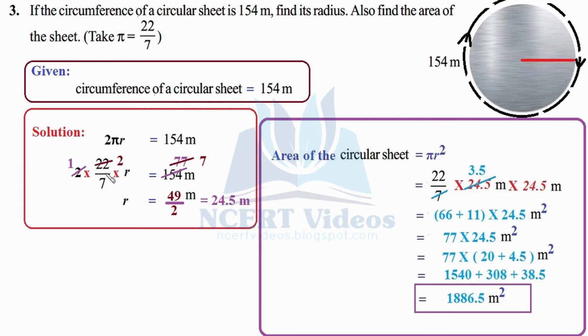This thing was a numerator here. When you take it towards that side, it gets divided up. So by 2. That's how we have done it in one step. So 49 over 2 is 24.5 meter.